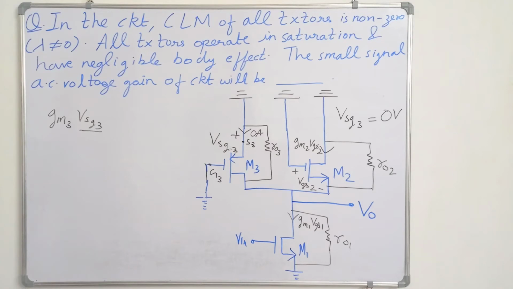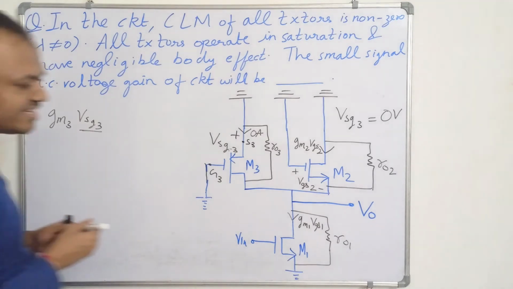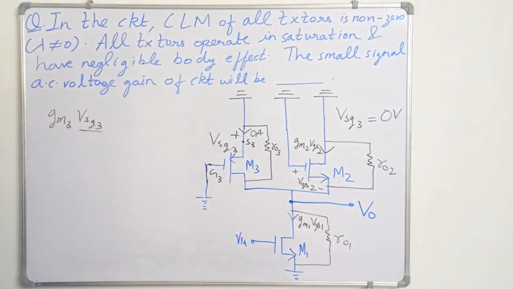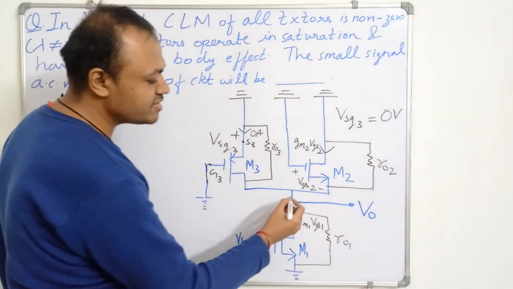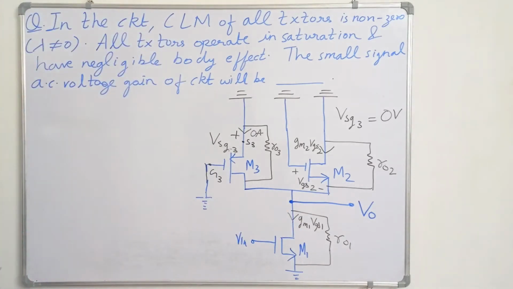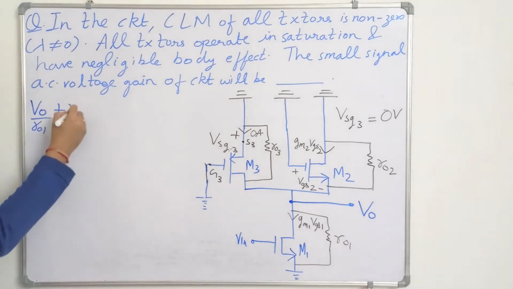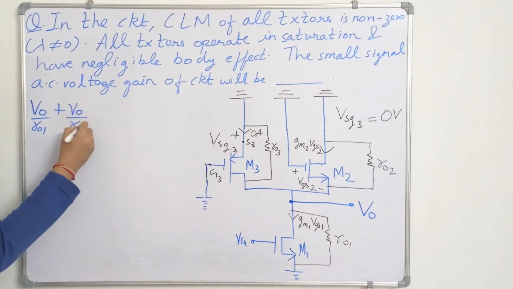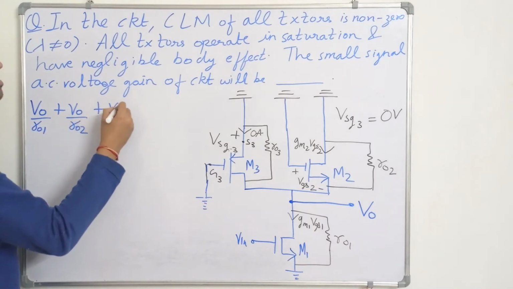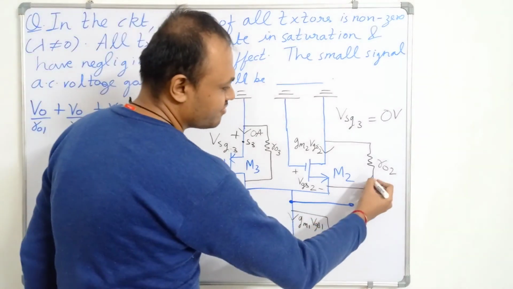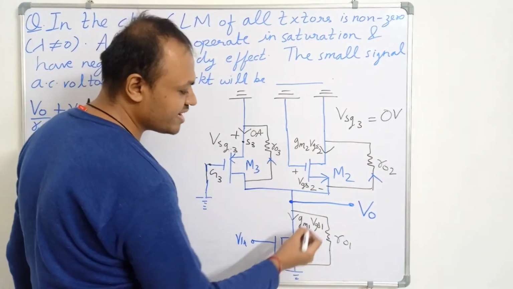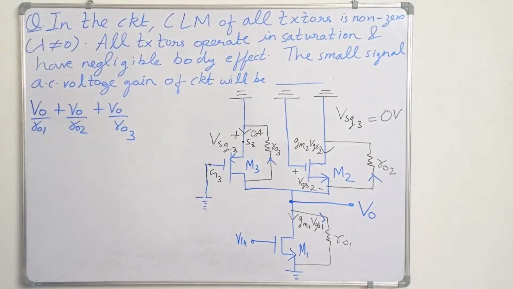So if we apply KCL at this node, there will be outgoing currents. The first outgoing current will be VO upon RO1. Then the second outgoing current will be VO upon RO2. Then the third outgoing current will be VO upon RO3. So there will be three outgoing currents, one is this, one is this, another is this. I have written the expression for all of them.